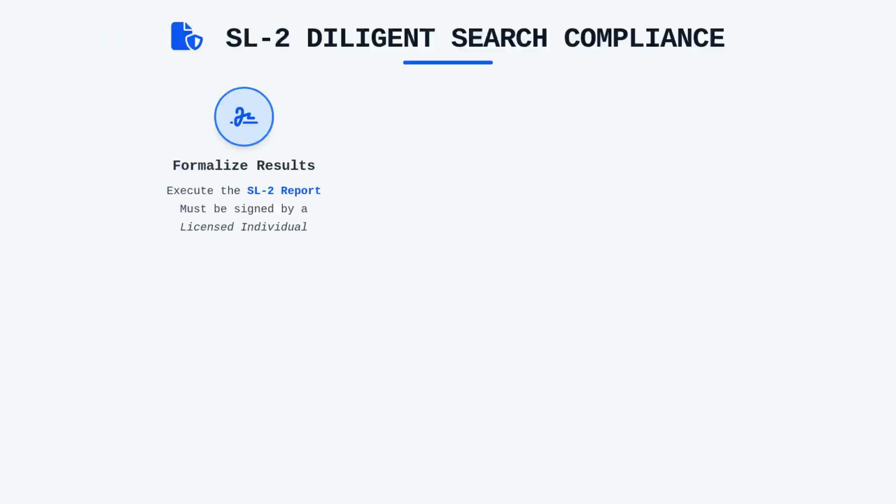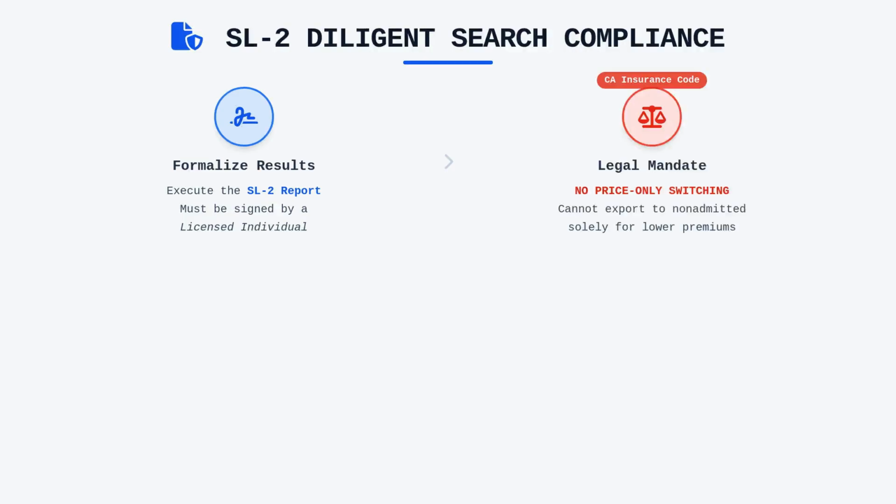Brokers must formalize the results of this inquiry by executing a standardized document known as the SL2 Diligent Search Report. This form must be signed by a licensed individual who either conducted the search themselves or directly supervised the process. It is an explicit violation of the California Insurance Code to export a policy to a non-admitted carrier solely to secure a lower premium than what is available in the admitted market.